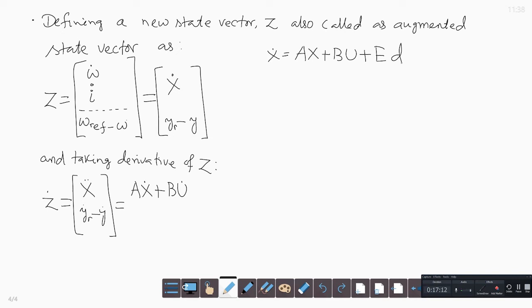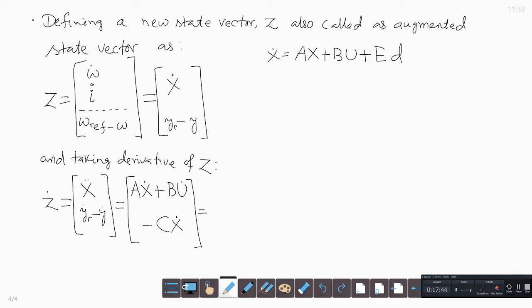So x double dot is d by dt of x dot, that is A x dot plus B u dot. Also, because the reference speed is considered constant during the transient period, yr dot is 0, so it is only minus y dot. So minus y dot is minus C x dot, because yr dot is 0 and y is Cx. So z dot is like this.